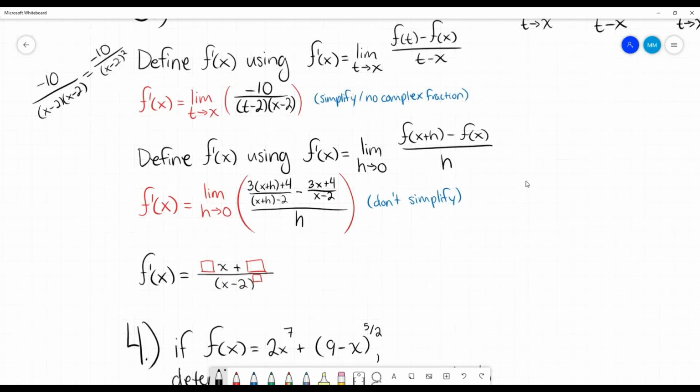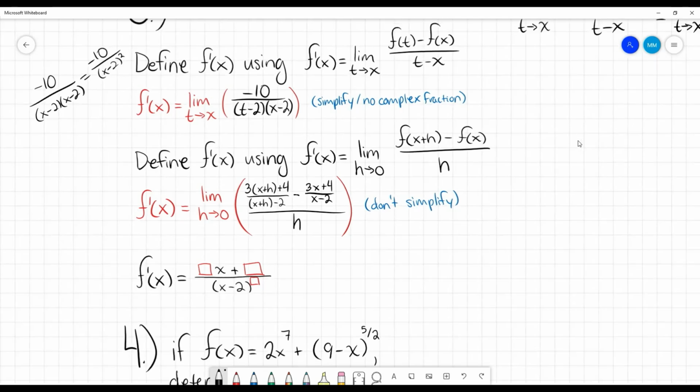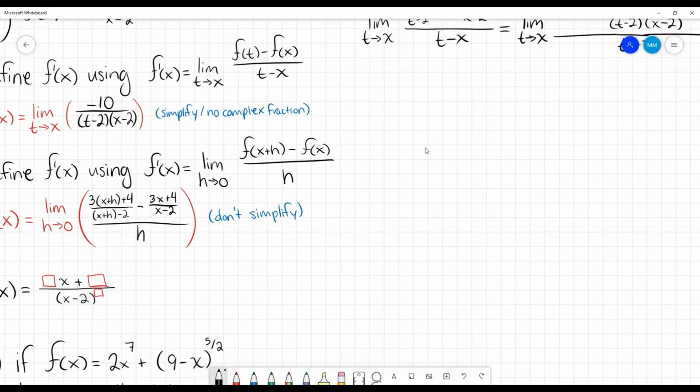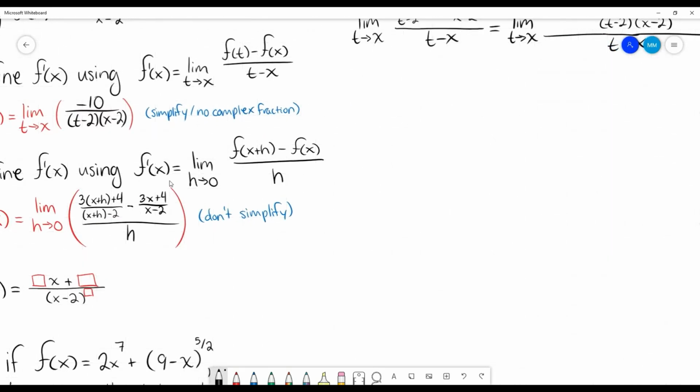And notice this time, unlike up here where t approaches x, it says h approaches 0, which is why this is so different. And obviously they don't want us to simplify, but I do want to work through that with you so that we can see how to simplify that for when we do need to, and so that we can see that these do end up being the same.